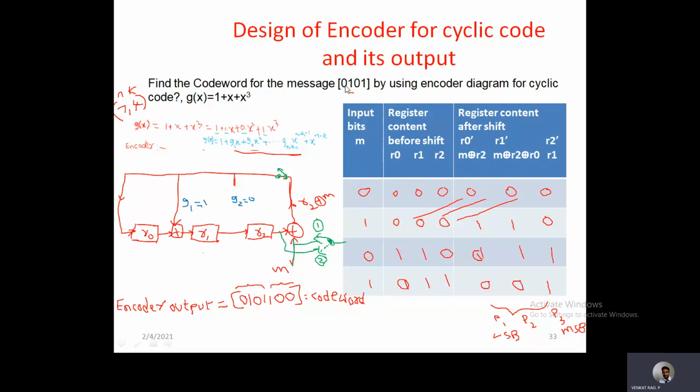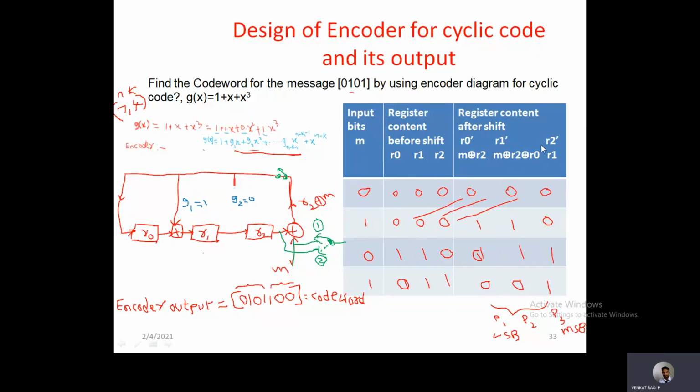Next, when the input is 1, that is the next bit, the next shift operation will be performed. For the next shift operation, these contents of the flip-flops should be considered as the previous values. That's why write all these 3 once again here. Now this will be the previous values for the current shift operation.